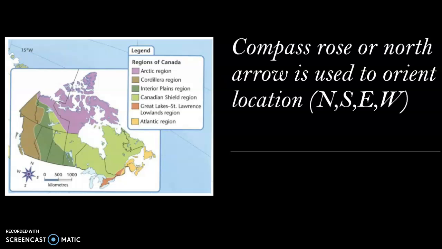It is showing very small detail. Canada is a larger country than the United States, so it shows a large area. And then also this map has a legend explaining that those colors are showing different regions of Canada.